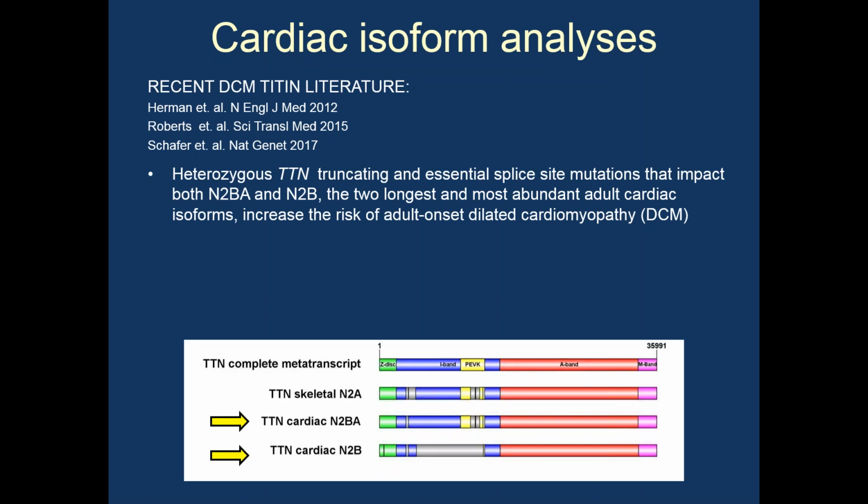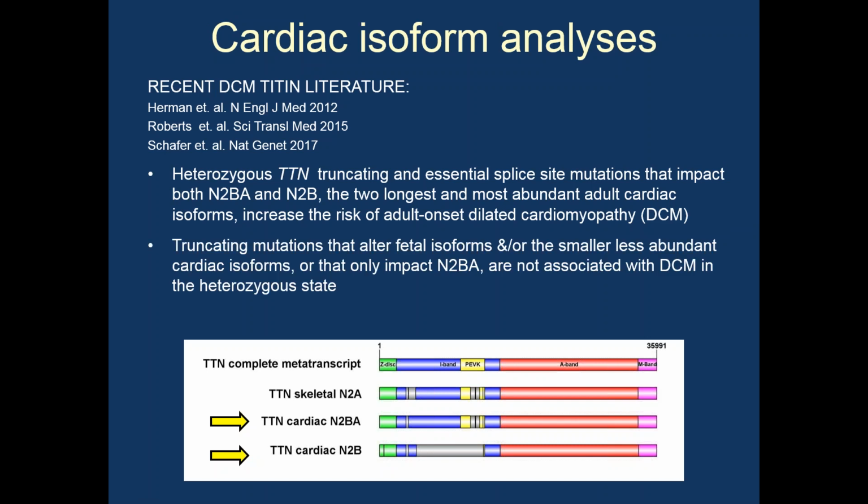So again, that's the picture we looked at before, and the 2 yellow arrows show those 2 common cardiac isoforms. But patients that had truncating mutations that altered other isoforms, so fetal isoforms or the smaller, less abundant cardiac isoforms, were not associated with this complication. That's really important for us to know as well. So looking at the impact of the mutation on the isoforms, and which isoforms are affected, seems to be really important.